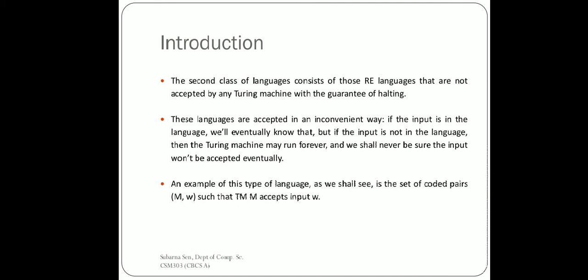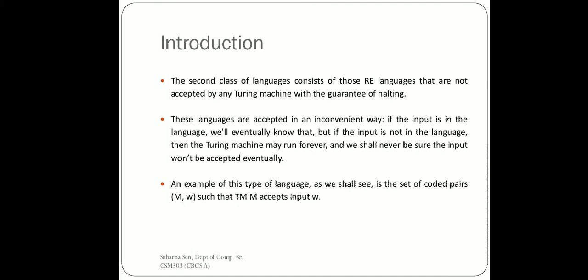But there is a second class, the recursively enumerable languages, where my Turing machine is never guaranteed to halt. There may be a situation where for a particular input it does not go to the accepting state, but it will never halt. It will keep on processing the input string. So these problems will be undecidable, meaning we cannot conclude whether this string will be accepted or not, because it has not halted, it is still going on.